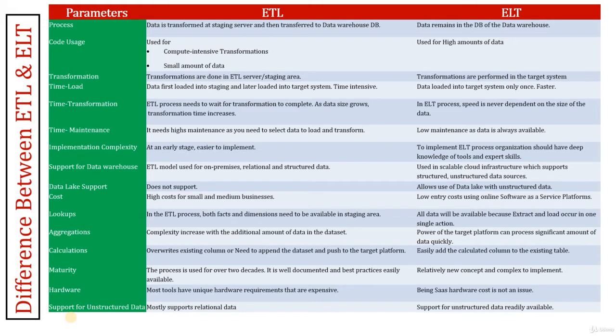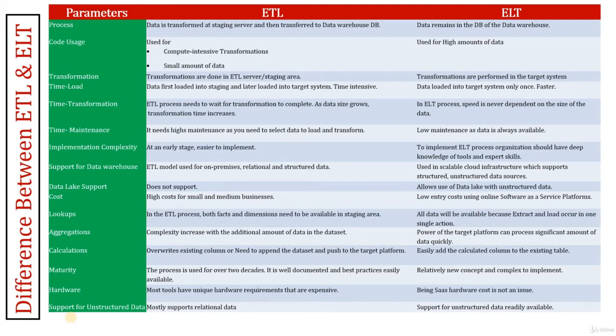In ETL, the data is transformed at a staging server and then transferred to the data warehouse database. But in the case of ELT, data remains in the database of the data warehouse. So in ETL, the transformation rules are applied in the staging area itself. In the case of ELT, data remains in the data warehouse database, which means the transformation rules are applied in the target table itself.